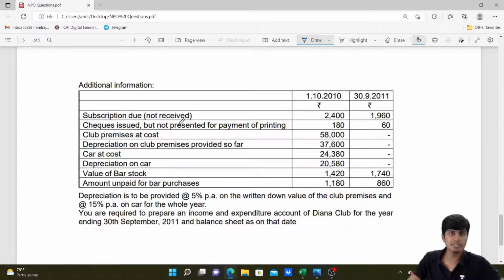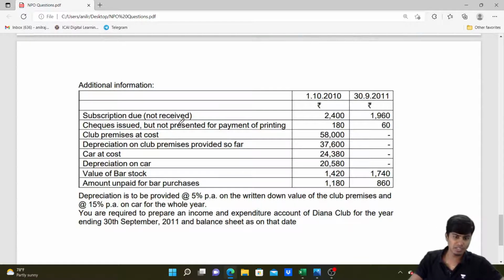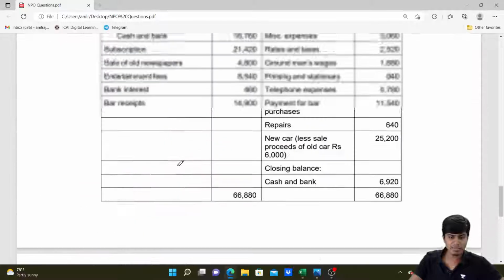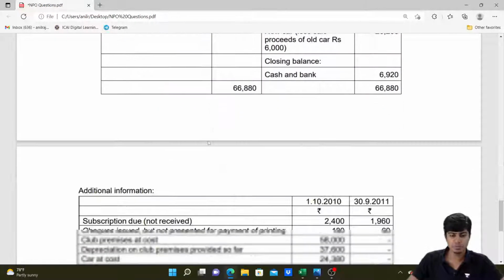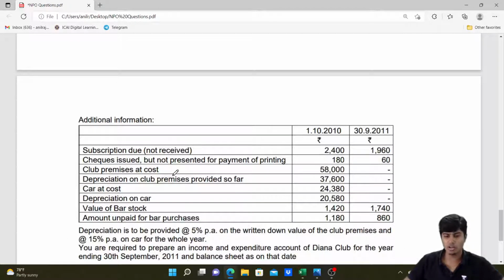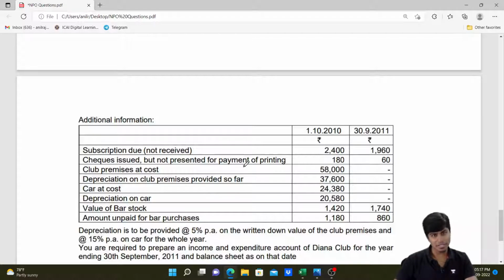Let's read the adjustments and mark them, because we'd have to open ledgers for them later. Subscription is an adjustment. We'll open one ledger for subscription. Then we have cheques issued but not presented for payment of printing. If you remember the previous problem that we did, the EXE club, the adjustment was there with regard to repairs. So here it is with regard to printing.